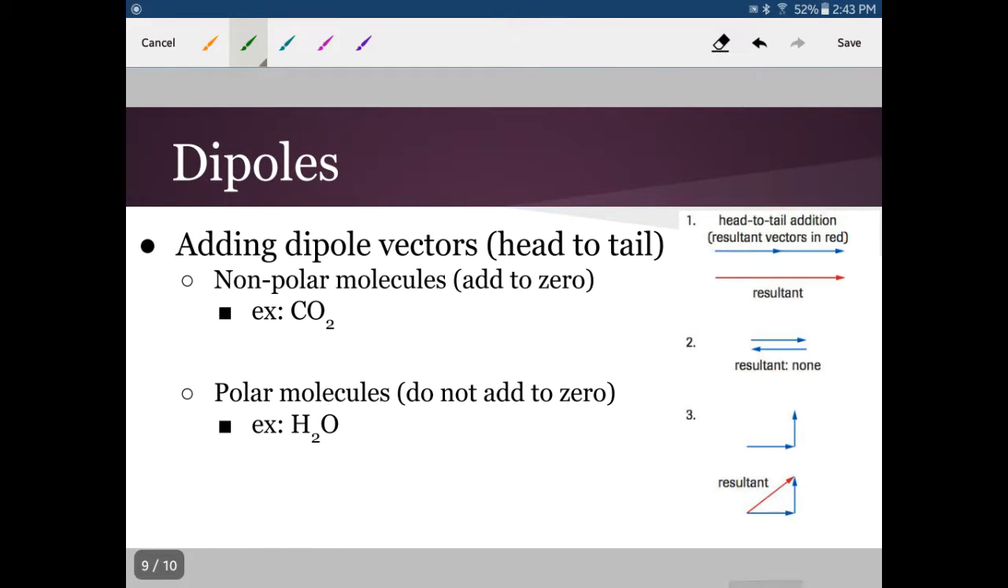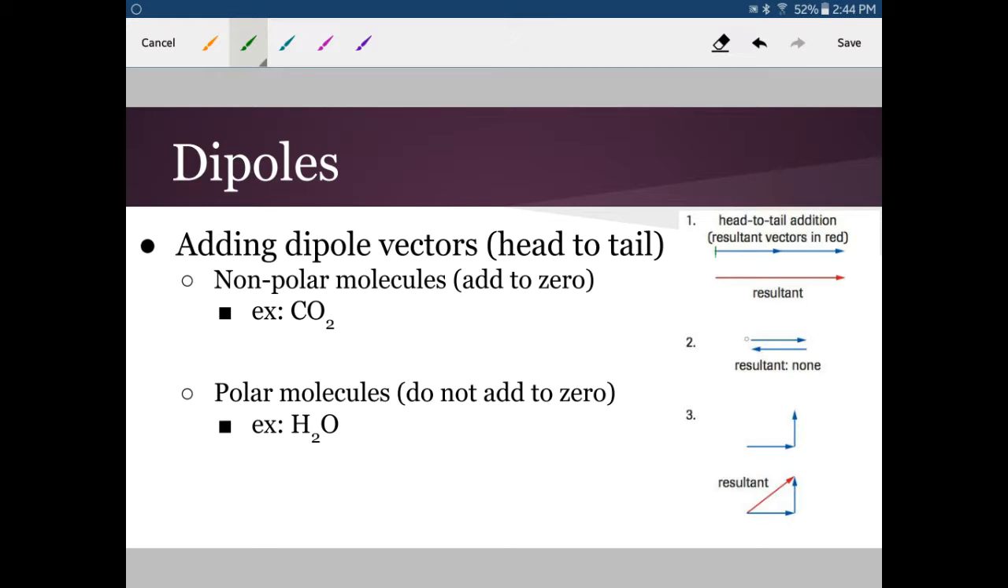So when we look at adding dipole vectors, and we'll come to these two examples in a minute, we have this thing called head-to-tail addition. Okay, so this is our tail, this is our head, of our vectors. If we add our vectors head-to-tail, we get a net or resultant vector. So if we have two vectors that add up, the net vector has the total magnitude and the direction of our initial vectors.